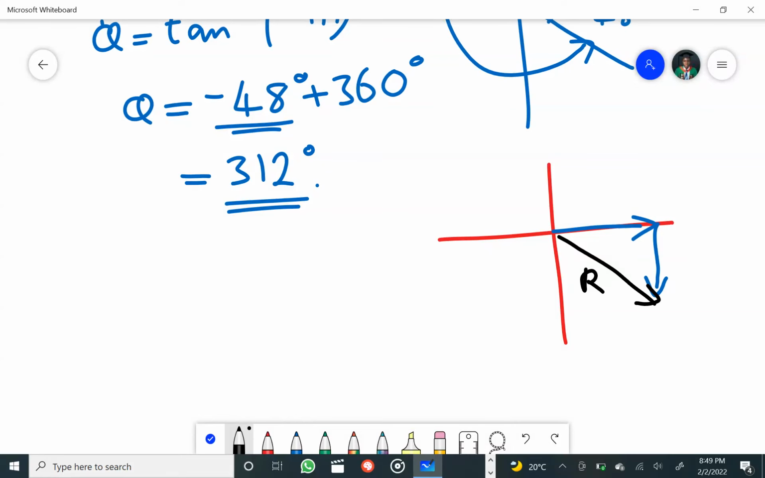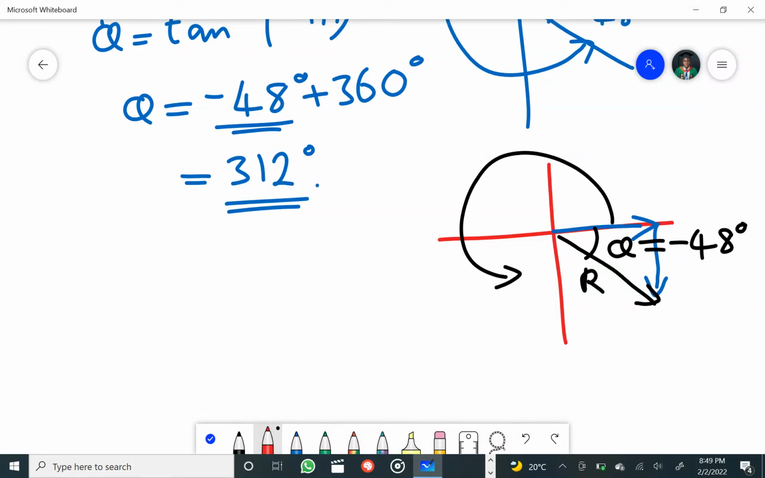So you see that it makes sense that the angle we found was negative 48. Negative 48 simply means that instead of going positive like this, you start going down from the positive x-axis. That's when you go clockwise, right? So what this entails is that this answer is in the fourth quadrant.